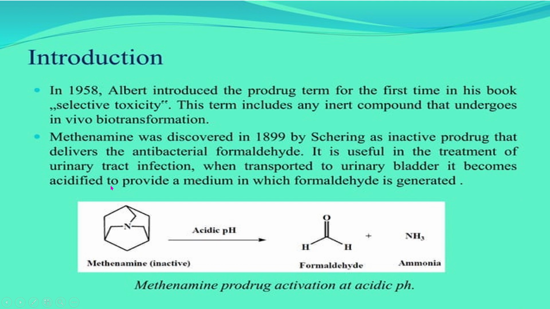The urine becomes acidified to provide a medium in which formaldehyde is generated. So methenamine, which is inactive as such, when it comes in contact with acidic pH, the product obtained is formaldehyde, which has antibacterial action.